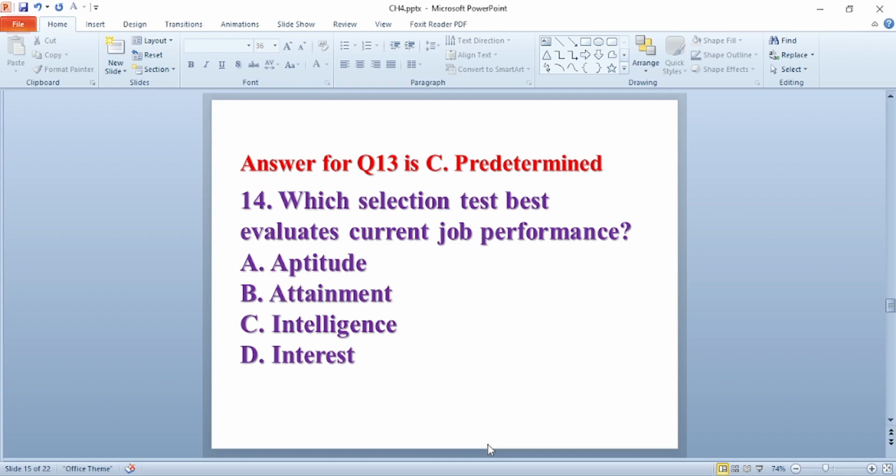Question number 14. Which selection test evaluates current job performance? A. Aptitude. B. Attainment. C. Intelligence. D. Interest. The answer for this question is B. Attainment.